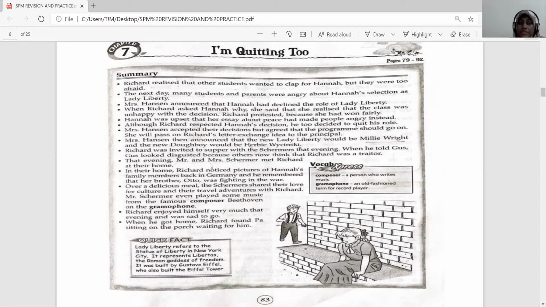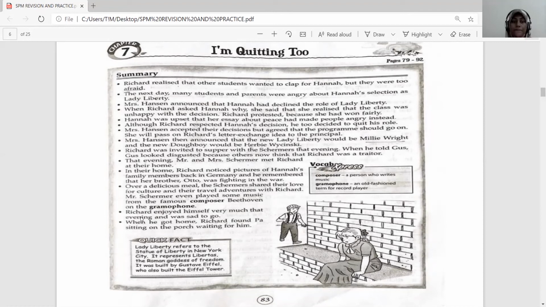That evening, Mr. and Mrs. Shermer met Richard at their home. So he went to Hannah's house. They had a gathering. Richard noticed pictures of Hannah's family members back in Germany, and he remembered that her brother Otto was fighting in the war. Over a delicious meal, the Shermers shared their love for culture and their travel adventure with Richard. So they were basically very friendly with Richard. They shared a lot of things about travel, about their adventure back in Germany. Everything is in the novel.